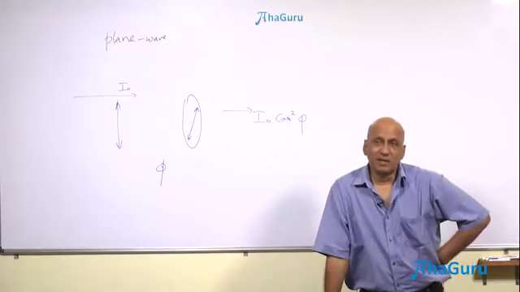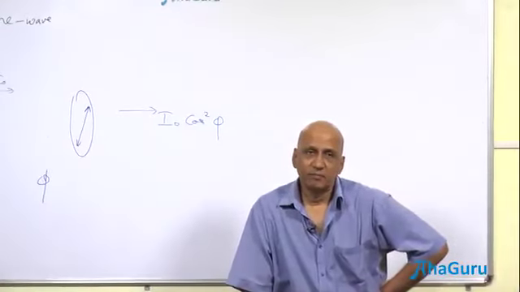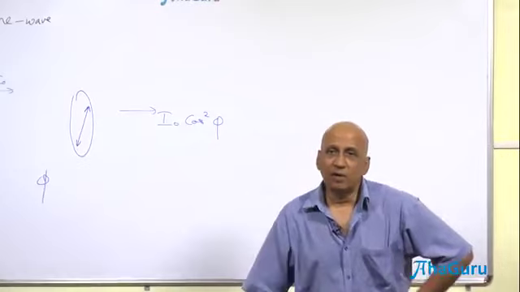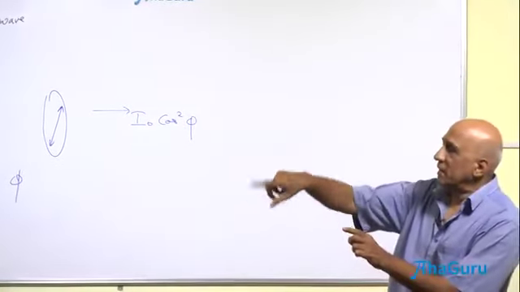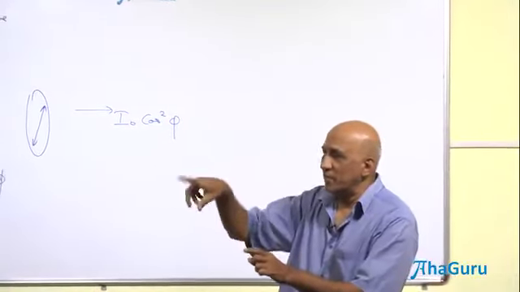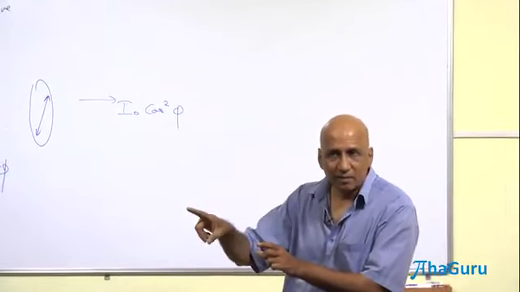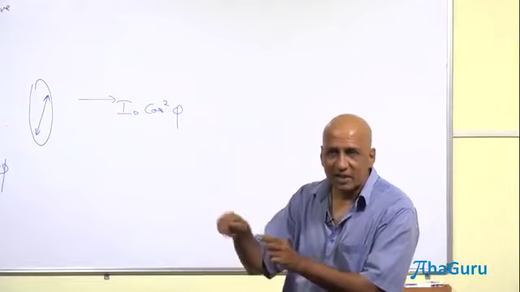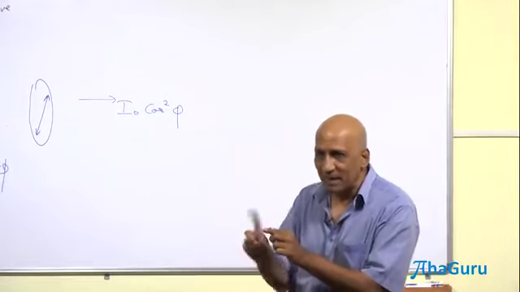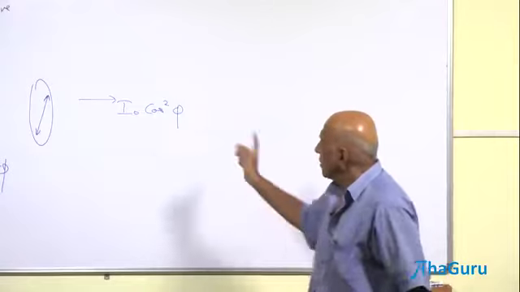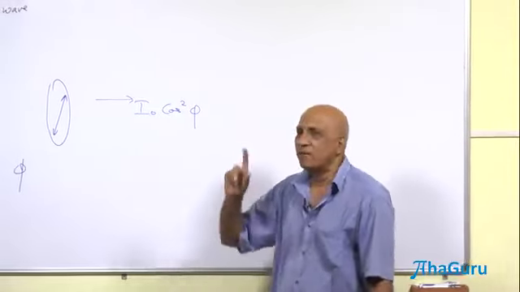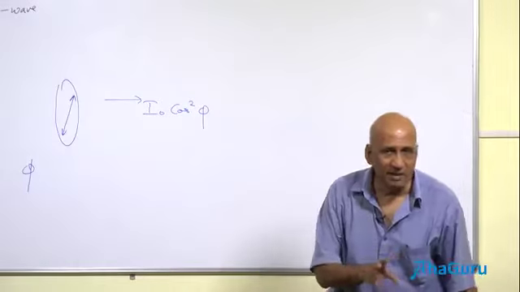Supposing you have unpolarized light. Unpolarized light, remember, the direction of polarization is rapidly fluctuating. That means the angle between the direction of polarization and the axis of the polarizer is rapidly fluctuating. So in cos squared phi, phi is rapidly fluctuating. Again, let me be very clear about this.